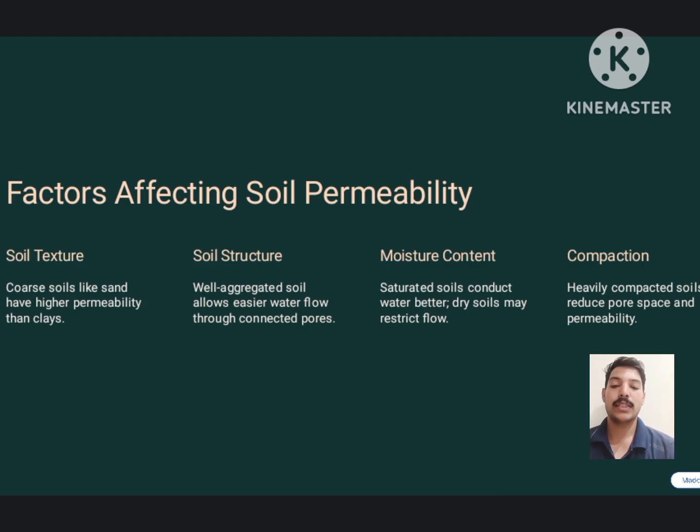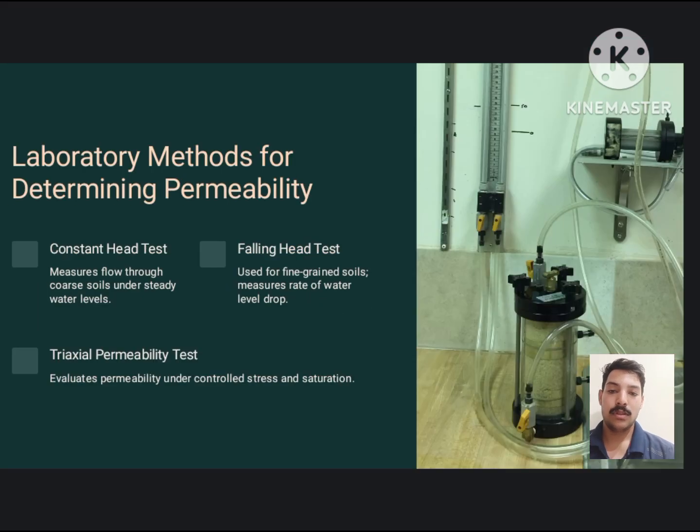Here we can share the types of soil permeability. Depending on the soil type, permeability can be classified as: high permeability, gravel and coarse sand; medium permeability, fine sand, silt or sandy silt; low permeability, clay and silty clay. This classification helps in choosing the right soil for different engineering applications.